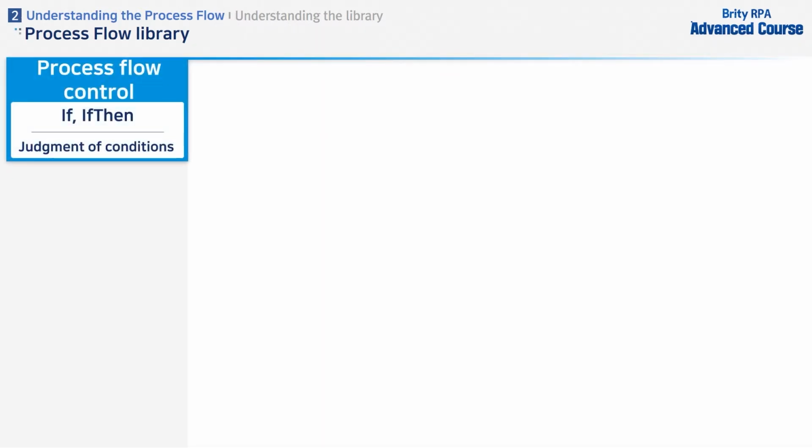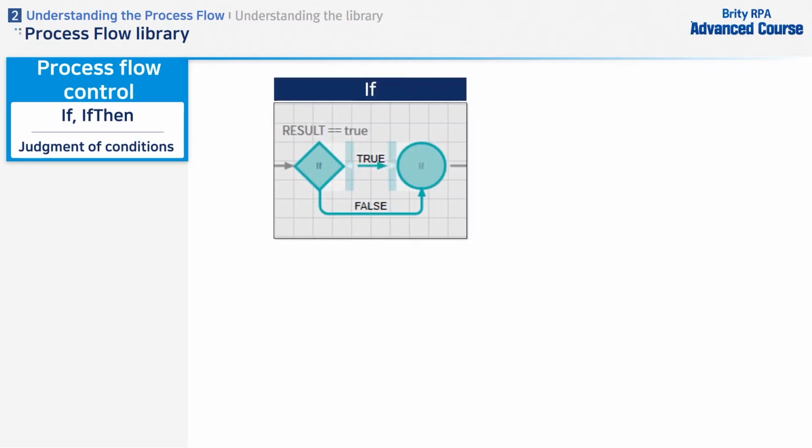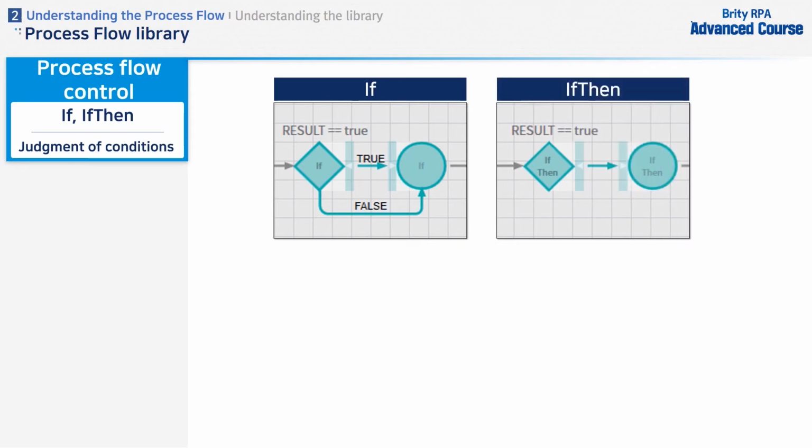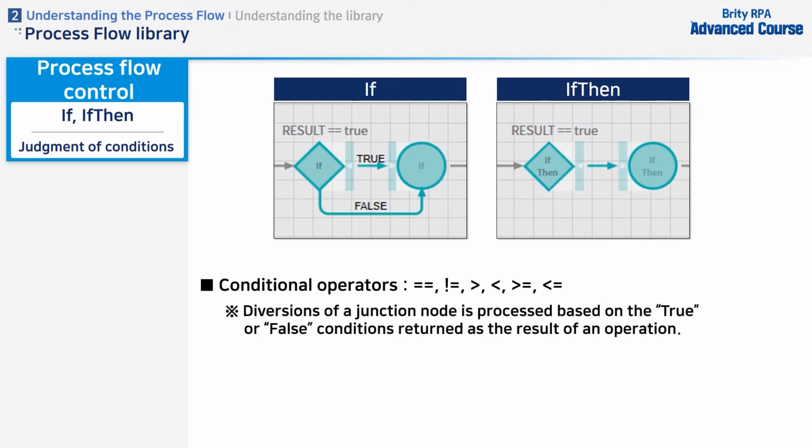The first element of a process flow control is judgment of conditions. If a diversion is required based on conditions, the if or if-then activity may be used. In the flowchart, the same basic operators are used to control the flow. Conditional operations are set to decide equal to, not equal to, greater than, smaller than, greater than or equal to, and smaller than or equal to conditions, and the diversions are made based on the true or false conditions returned as the result of an operation.